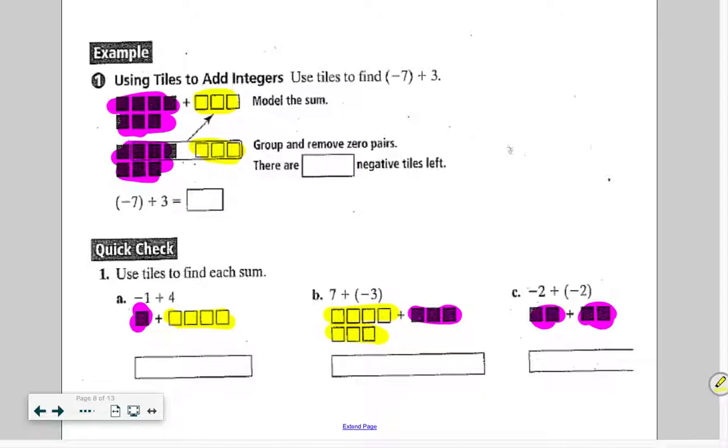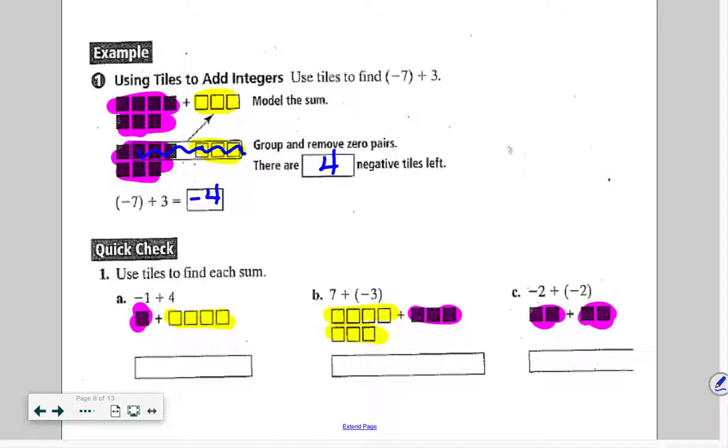Alright, using the tiles to add the integers. So we have a negative 7 plus 3. Here's my 7 negatives plus 3 positives. Notice they've circled the 3 positives and they've circled 3 negatives to take those away. So if all of this is taken away because it equals 0, how many tiles are left? 4. There are 4 negative tiles left. So a negative 7 plus a positive 3 is a negative 4.